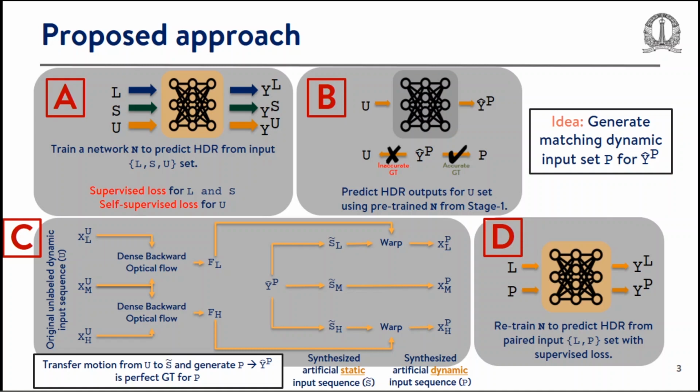In step B, we use the pre-trained network N to generate HDR output for the U set. In step C, we generate static varying exposure images from the generated HDRs. Then, we introduce motion between the images by transferring the optical flow from U. The generated synthetic dynamic varying exposure images are a matching input for the generated HDRs. Finally, in step D, we retrain the network N with paired inputs L and P using a supervised loss function.